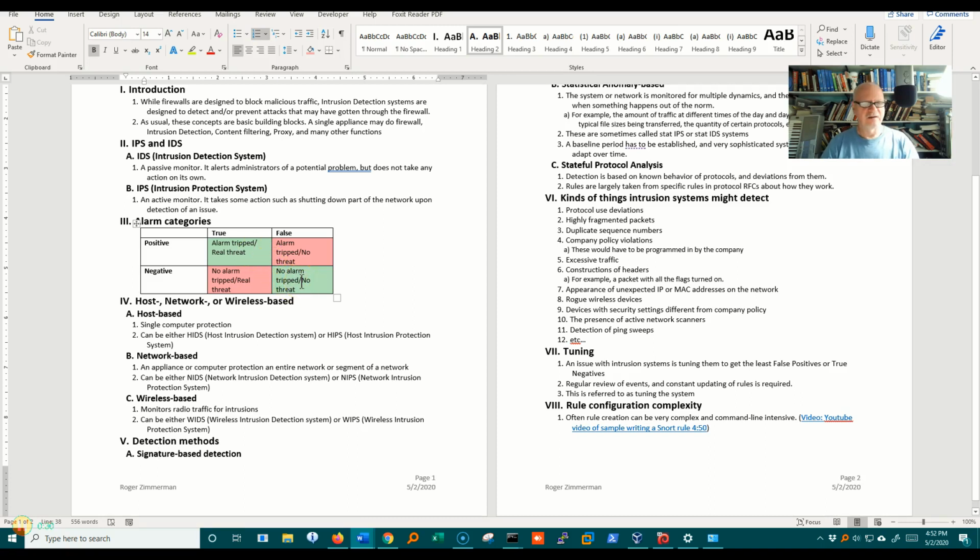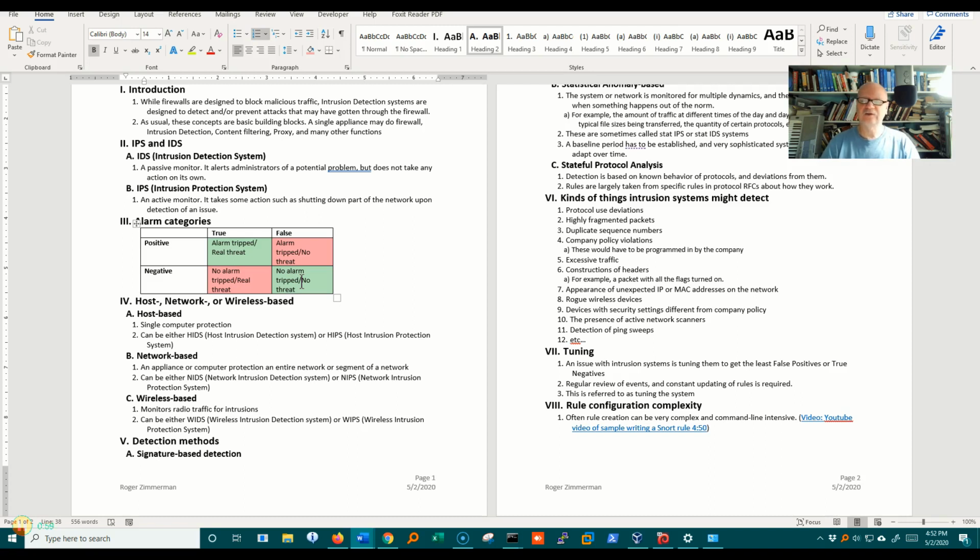You might hit 90% at first, and then you hone your rules a little bit and you get 92%, and you just keep getting better and better and better, hopefully. But those false positives and true negatives will still occur once in a while. So what do these rules look like, and what are the different ways that we can program these things to recognize intrusions?